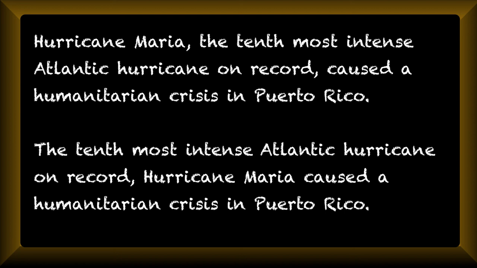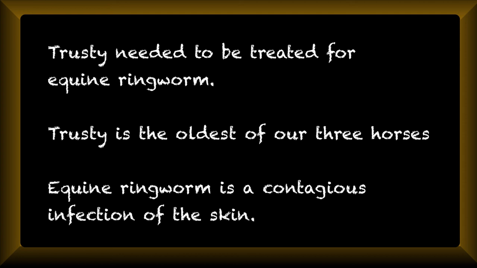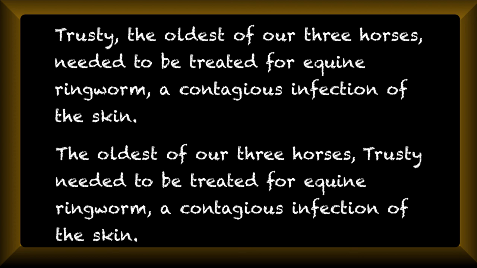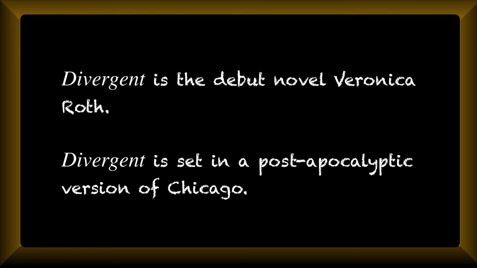Trusty needed to be treated for equine ringworm. Trusty is the oldest of our three horses. Equine ringworm is a contagious fungal infection of the skin. Divergent is the debut novel of Veronica Roth. Divergent is set in a post-apocalyptic version of Chicago.